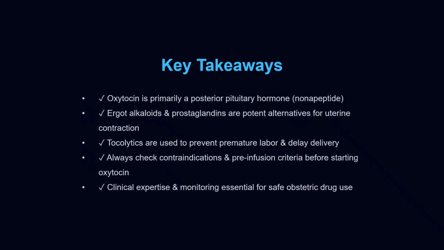Today's key takeaways: oxytocin is primarily used for contraction, and it is a posterior pituitary hormone. Followed by the ergot alkaloids, which are also stimulants and are available orally, unlike oxytocin. Tocolytics are mainly used to postpone premature labor. While giving oxytocin, we need to check a checklist of conditions, check the contraindications, and make sure pre-infusion criteria are met.